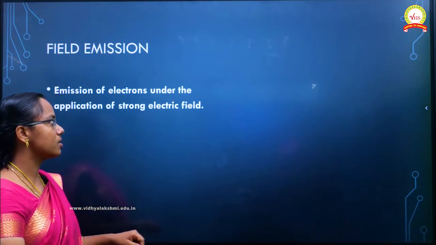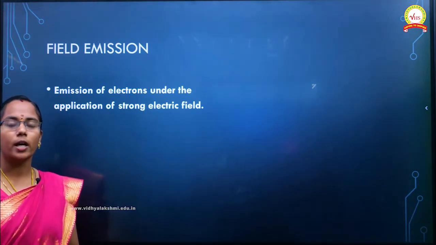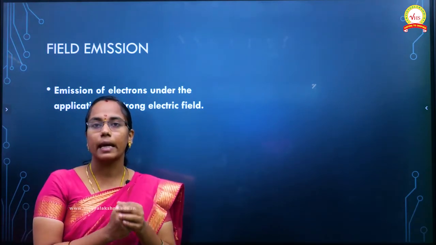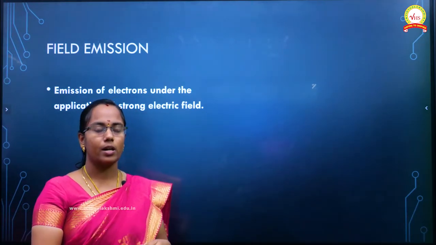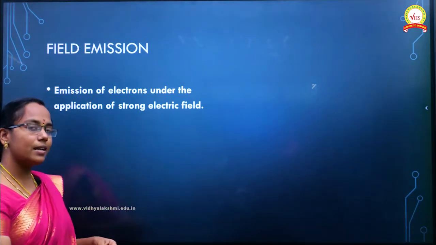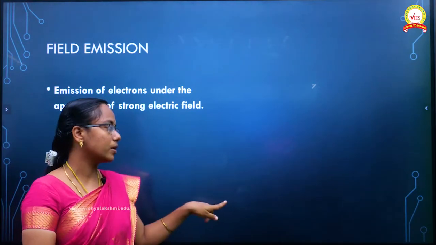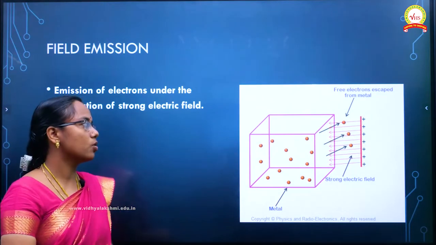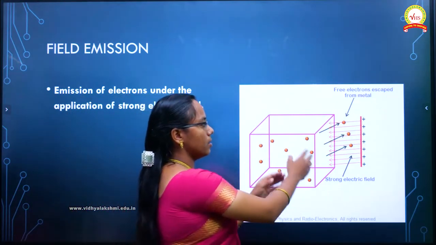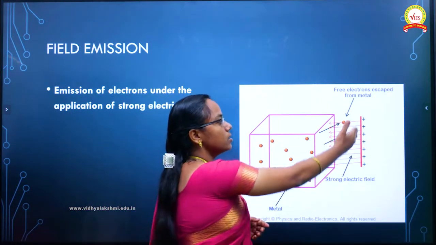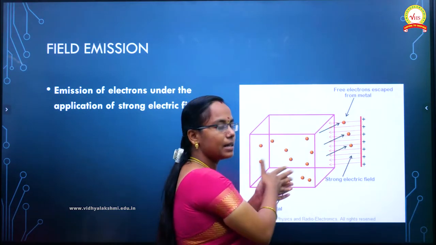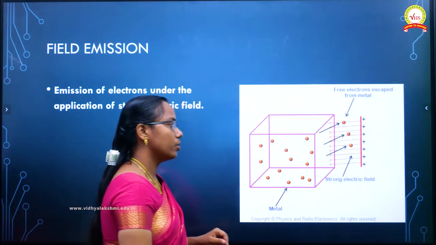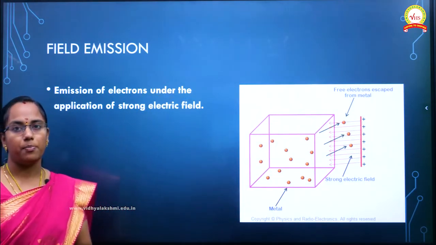And the final process is field emission. Here electrons gain energy and then get ejected out, right? Electrons will get energy when we apply a strong electric field. This diagram depicts the electric field emission. You will have a metal surface with free electrons. This strong electric field will impart energy to the free electrons. They gain energy and then they escape out. So these are the types of emission.